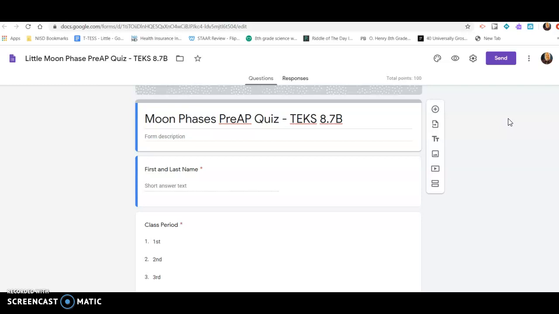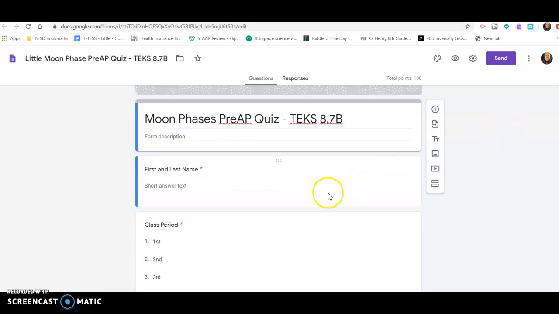Before we start, make sure that you have previewed, reviewed, and done everything you need to in terms of looking through the notes, the lecture, your visual aids, and making any class notes you think are going to be important. Make sure you've done the check for understanding. The Moon Phases pre-AP quiz should be the last thing that you do in this particular sequence.